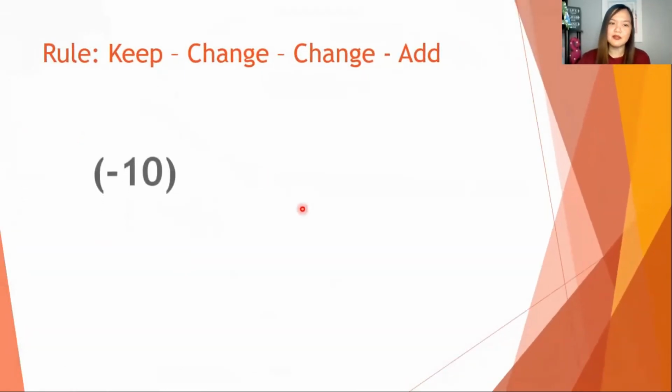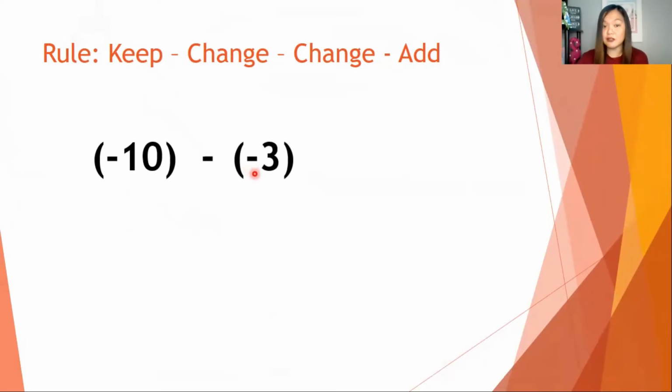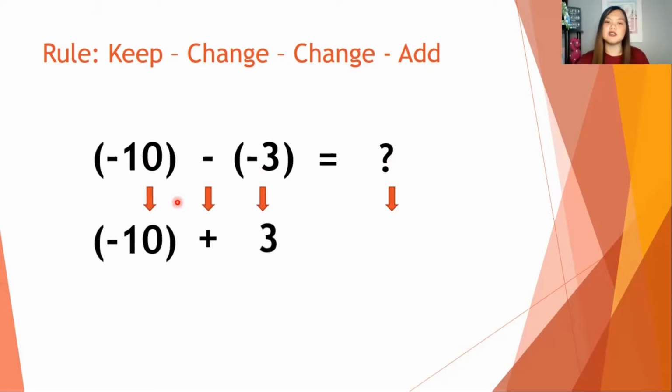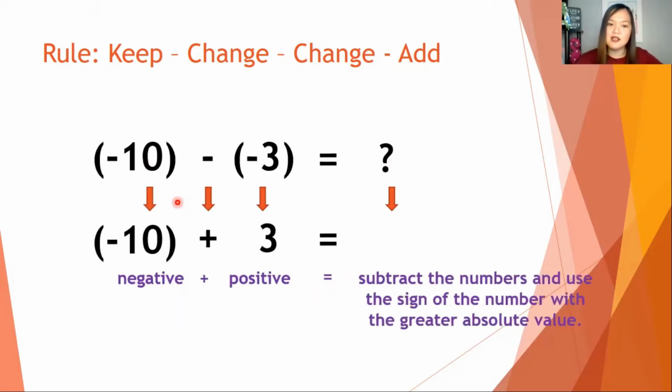Next, if you have negative 10 minus 3 equals, again, you have to do the keep, change, change rule. So this negative 10 will remain negative 10 because you keep that. Then change minus to plus, and then change 3 to negative 3, and then proceed with addition. Take note, negative plus negative, they have the same sign, so add and copy the common sign. 10 plus 3 is 13, so your answer is negative 13.